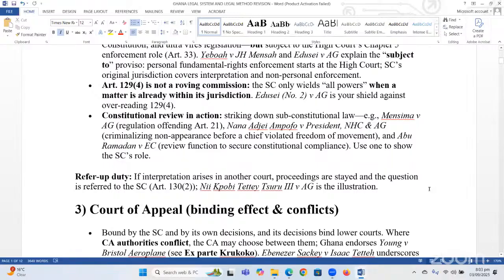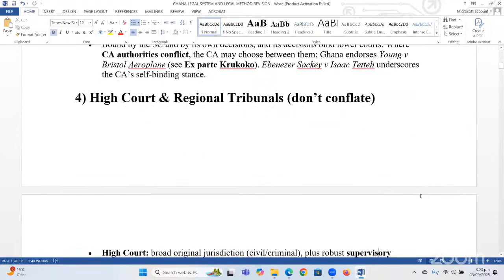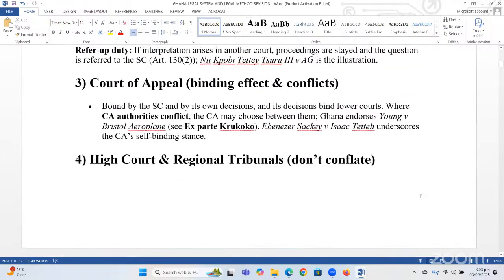Another point which we have noted is also that where there's a matter before any court, and an interpretation point arises, the proceedings in that court will have to be stayed, and a reference is made to the Supreme Court under Article 130 clause 2 for that. So if you look at the New Patriotic Party against Attorney General, it's a good illustration also of how that was actually done.